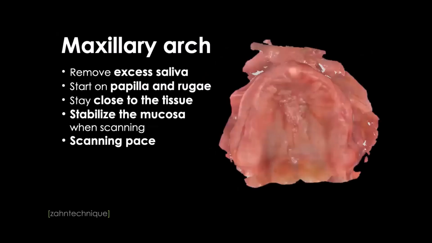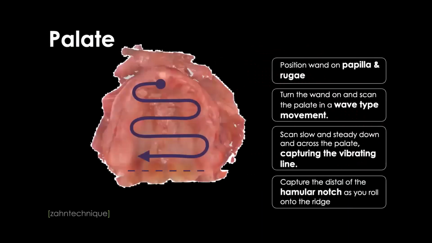So maxilla, right? We said before, we're actually starting with the maxilla denture. So it's the same thing. Remove the excess saliva, start on papilla and rugae. Stay close to the tissue, stabilize the mucosa when scanning, and watch the scanning pace again, right? So now we start in the palate, in the middle at the incisal papilla. Start going like a little snake, right? Back and forth over the papilla, basically.